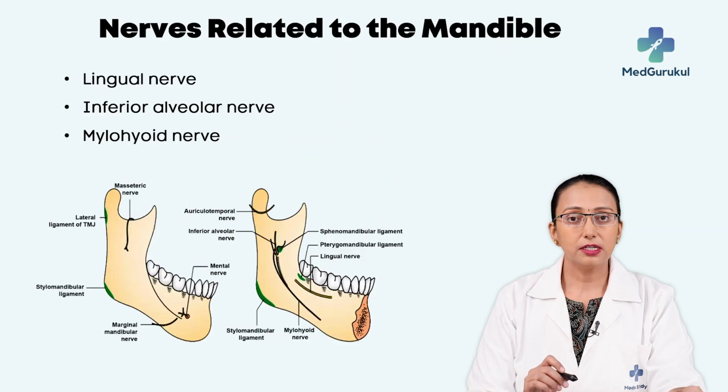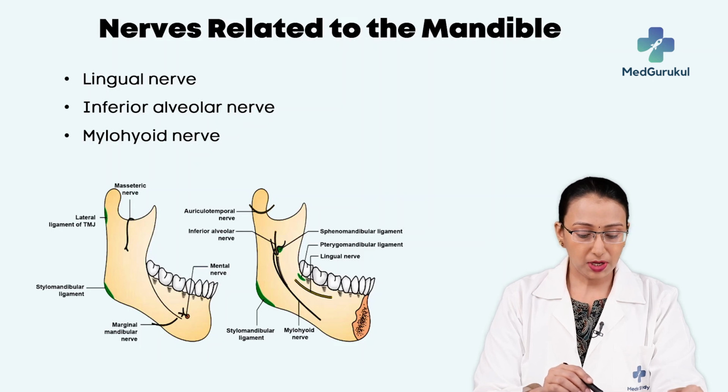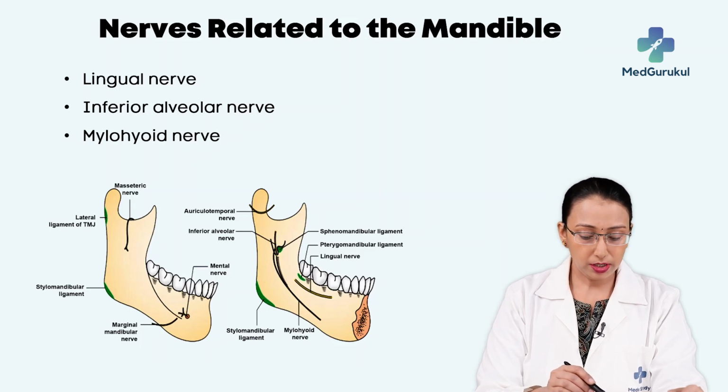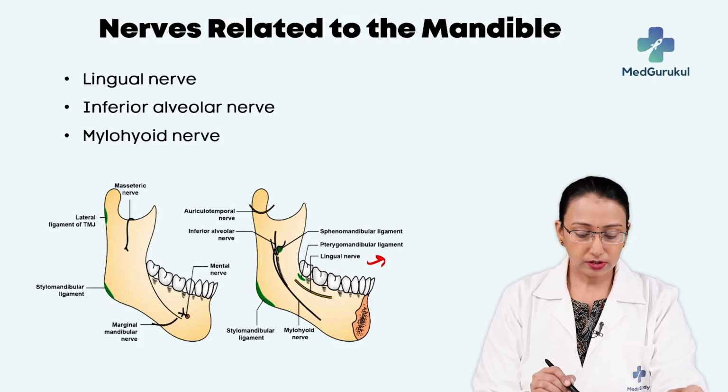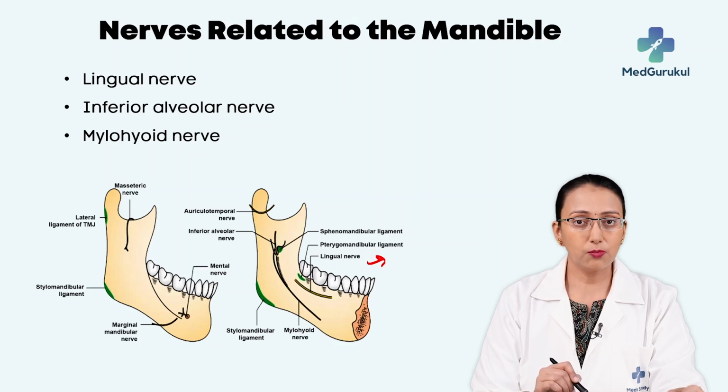Now next are the nerves related to the mandible. This is an important question usually asked in spotters. What are the nerves related to the mandible? It is the lingual nerve. Where is the lingual nerve? It is behind the third molar tooth. This is for the dentist. Whenever teeth are removed, the anesthesia will be given surrounding this lingual nerve. This is the one which can be felt along the buccal mucosa.